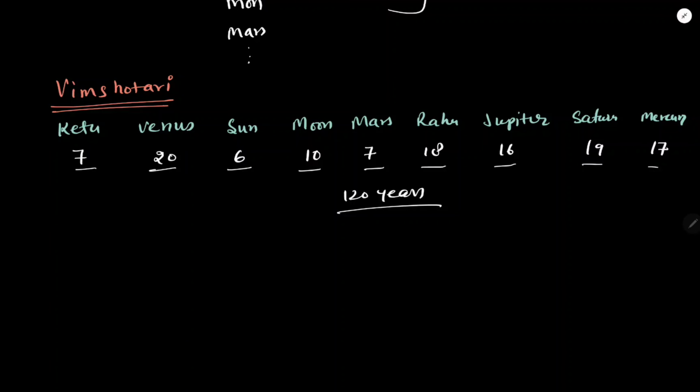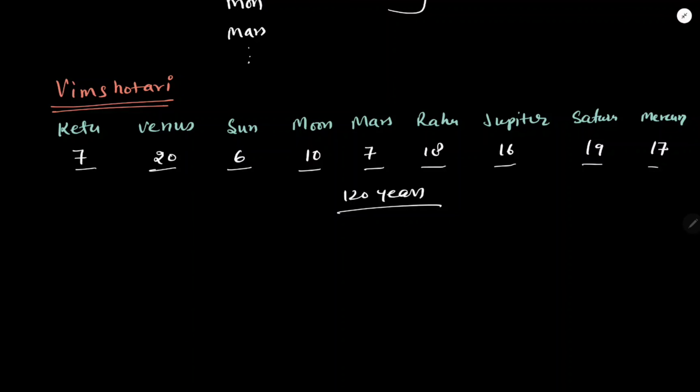And this is also the order of the lordship of the stars. It starts from Ketu and ends at Mercury. This is one cycle. Then we again have a different cycle, starting with the same Ketu to Mercury.